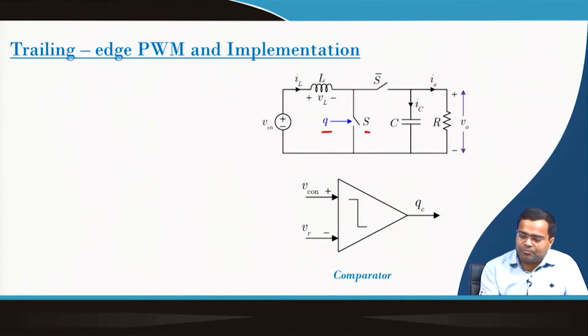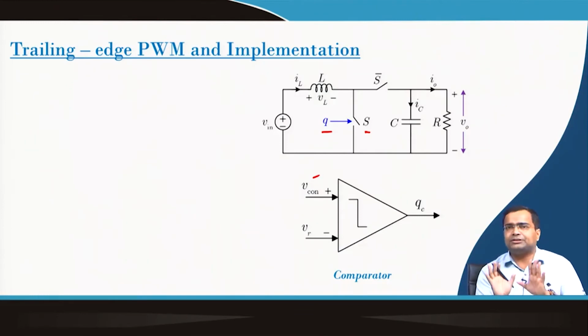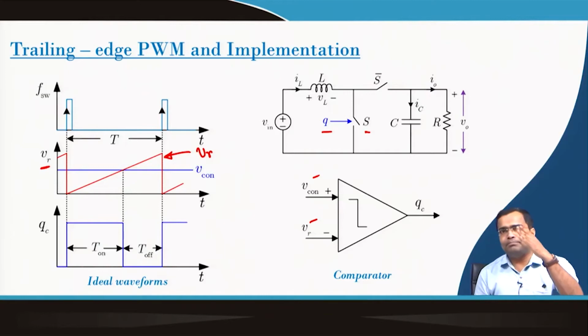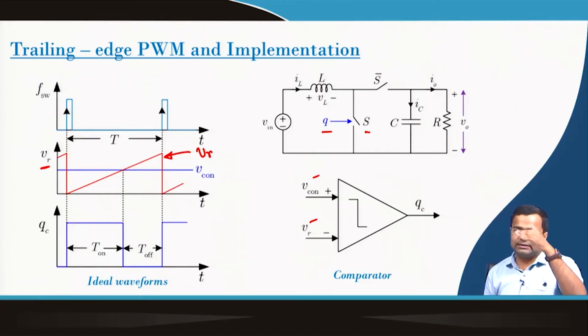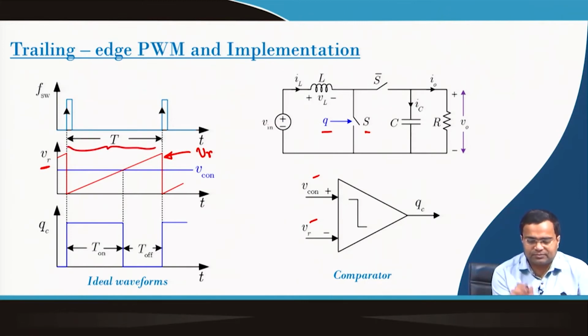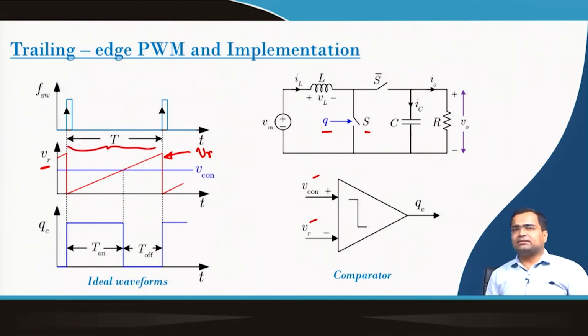If we compare two voltages, one is the control voltage, which for the time being we assume is a constant voltage, and VR, which is a ramp sawtooth voltage, shown in red. This sawtooth voltage, my VR, has a fixed slope and goes up, and once the total time period T is met, it resets, that means it is set to 0.